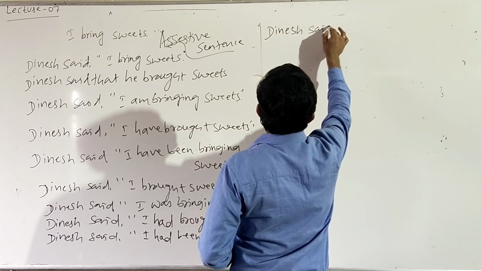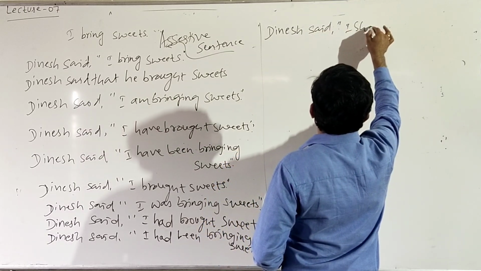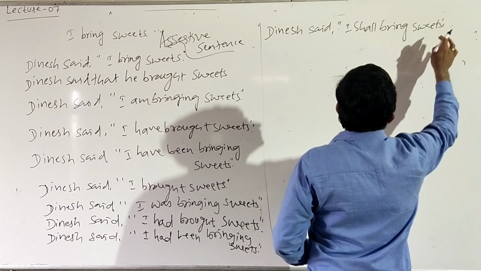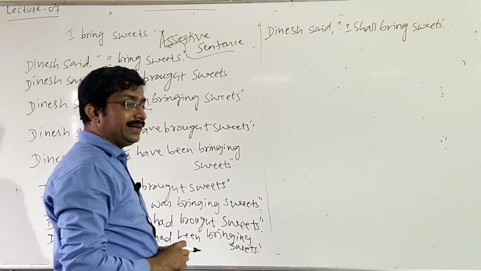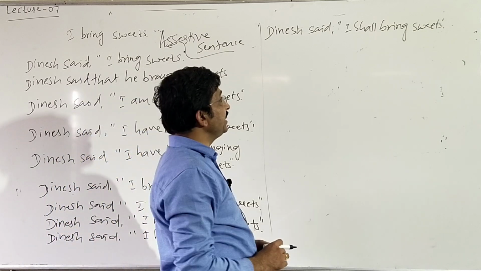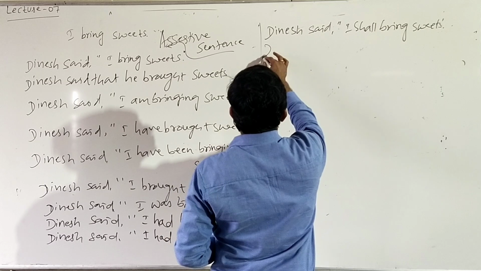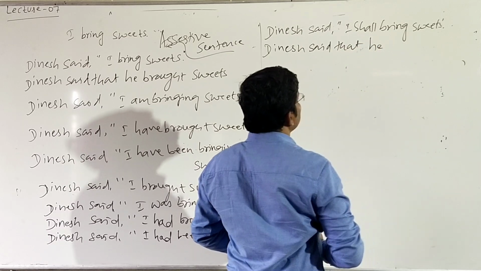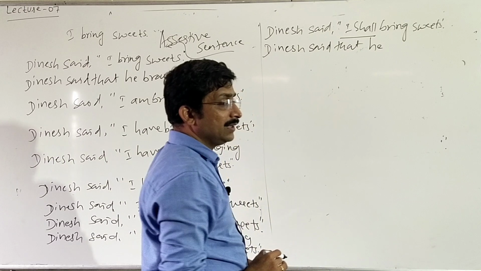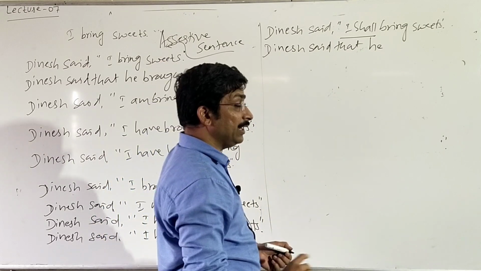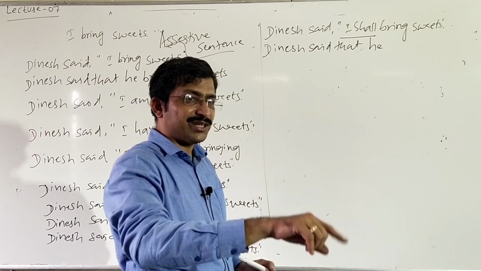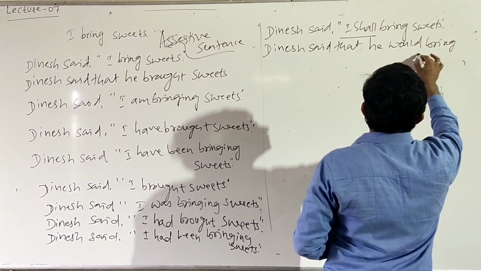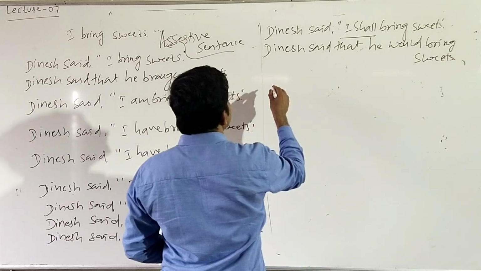Next, in future tense, Dinesh said, I shall bring sweets. Its indirect narration is Dinesh said that he would bring sweets. In first person we use shall. In second and third person we use will. While framing future tense, we have discussed its structure.